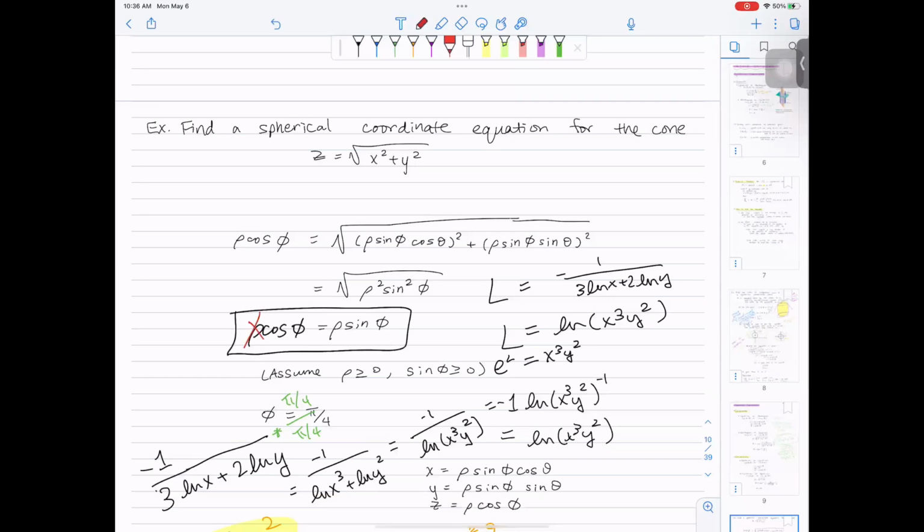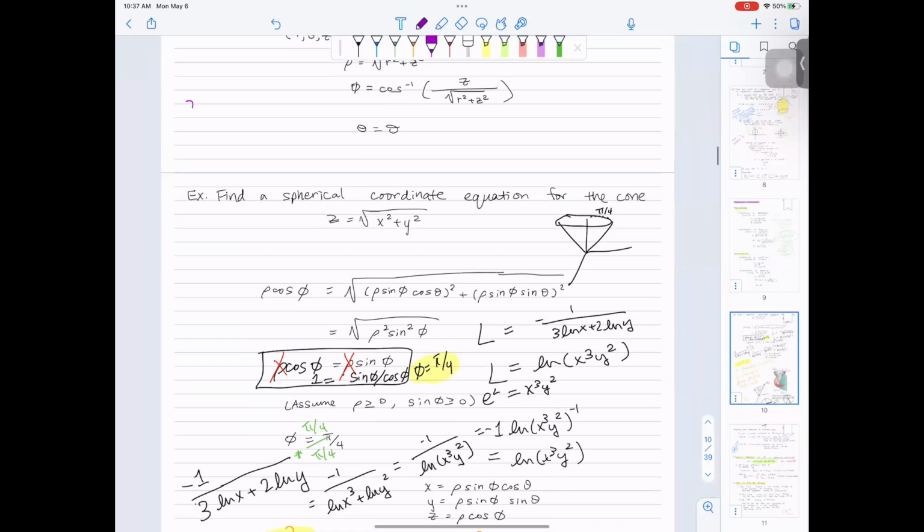I cancel out the rhos and I get 1 equals sine phi over cosine phi. What tangent angle gives me 1? Phi of pi over 4 gives me 1. So I took my Cartesian equation, plugged in the conversions, and simplified until I got phi equals a number. Because phi equals a number, this tells me it's a cone where half of its opening is pi over 4. So it's a cone with a total opening of pi over 2.